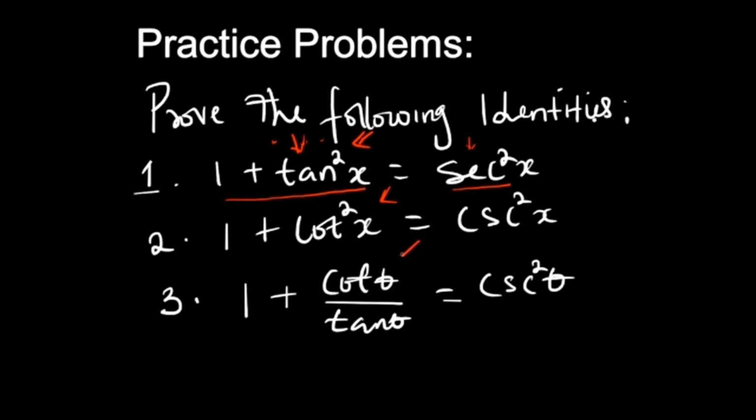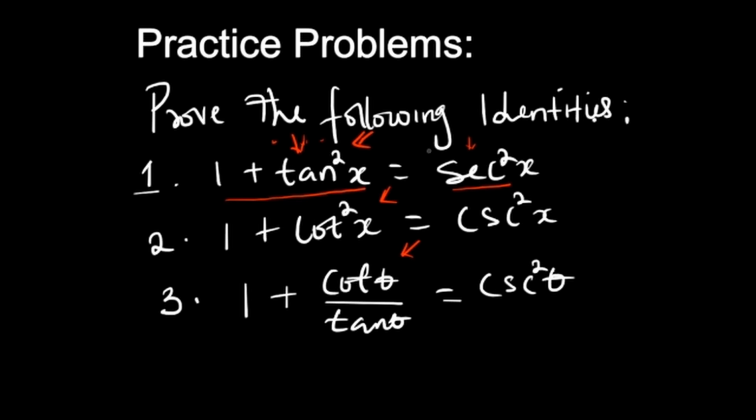Even for this last one here, if I want to prove this identity, I'm also going to rewrite the cotangent and the tangent into their respective equivalents in sine and cosine. That is how to do it. It is no magic work. It's all about hard work, consistency, and practice.